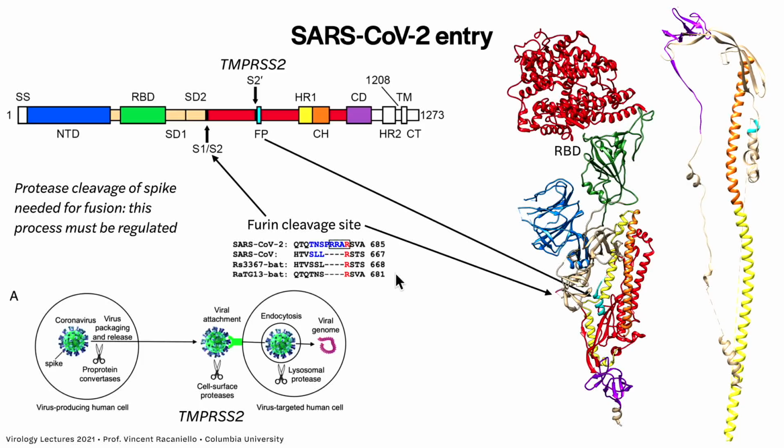Exactly what it's doing is not clear, but one theory is that it might help expose this area so that the second cleavage is more efficient. And so that's one of the working ideas. But I just wanted to show you the fusion peptide, how it's thrust up, the cleavage site for TMPRSS2, which is absolutely important. And in fact, antivirals that target this are being developed, and also the furin cleavage site.